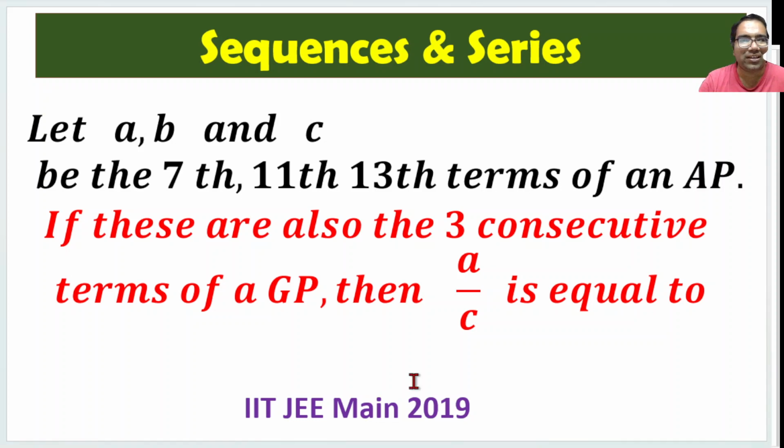Hi friends, here we are given three terms A, B, C. These are the 7th, 11th and 13th terms of an arithmetic progression. These three are also three consecutive terms of a geometric progression. Then what is A by C?